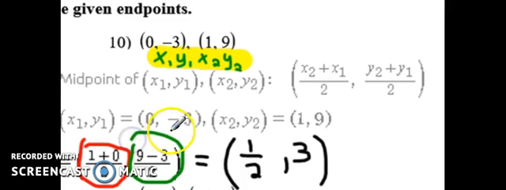I'm going to take my y's. 9 minus 3 divided by 2. So that gives me 6. So that gives me 3.